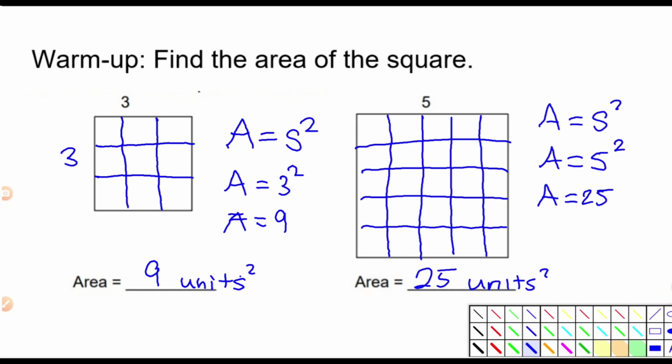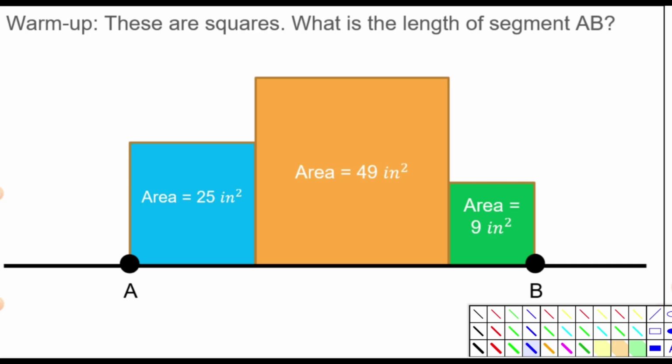I really like this next one. So in the next problem, it says these are squares. So these 3 figures here are squares. What is the length of segment AB? So what we're trying to figure out is how long is it from here all the way over to here? And the only thing we know is the area of each one of these squares.